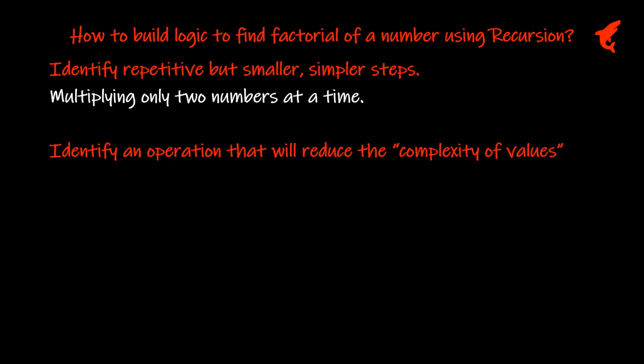And then identify the operation to reduce the values. Every time we are reducing the value of the argument or the number by 1, and then we make the function call. That is why we are reducing the complexity of values.